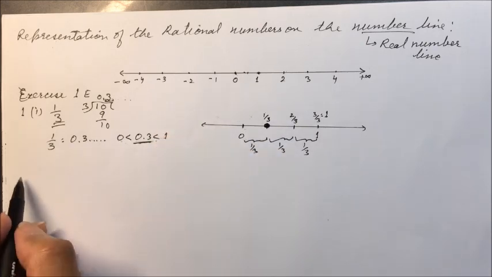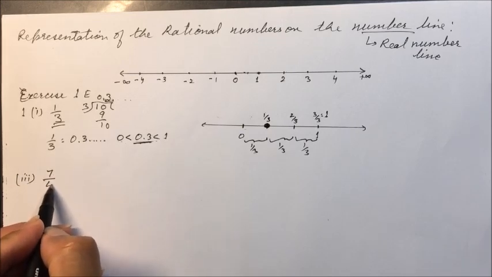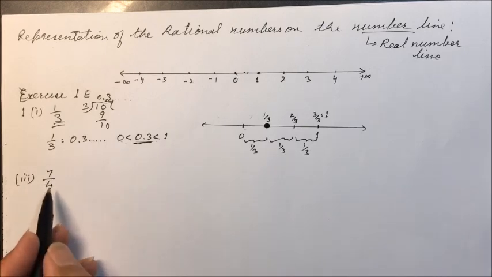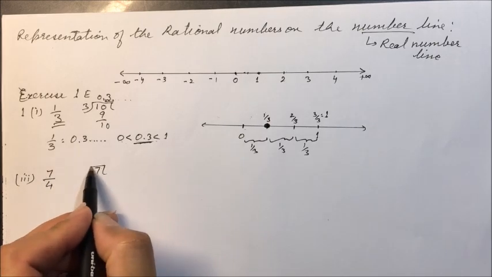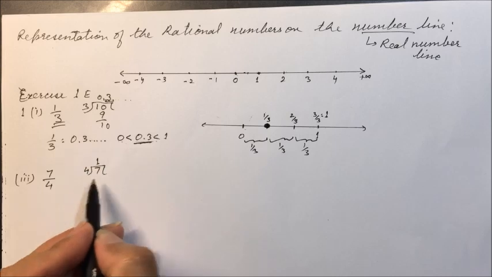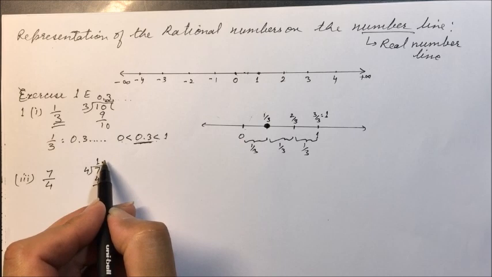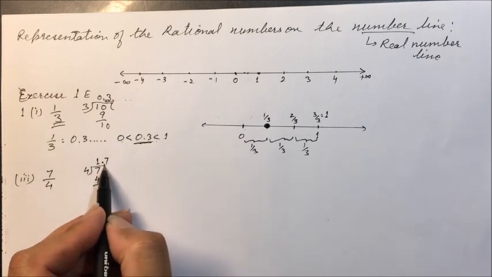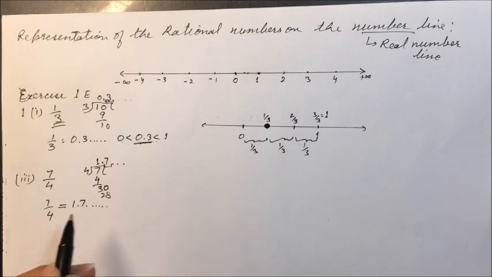Now I'll be discussing third. Third, 7 by 4. So this fraction we have to represent. If you are not able to figure it out, again we convert it into decimal. So 7 divided by 4. 4 1s are 4, remainder is 3. Now 0.3, 4 7s are 28. This is sufficient. We don't require any more digits. So 7 by 4 is equivalent to 1.7. Other digits we don't require.